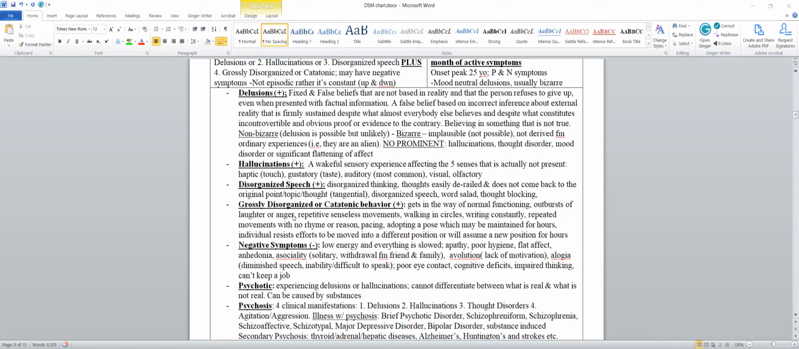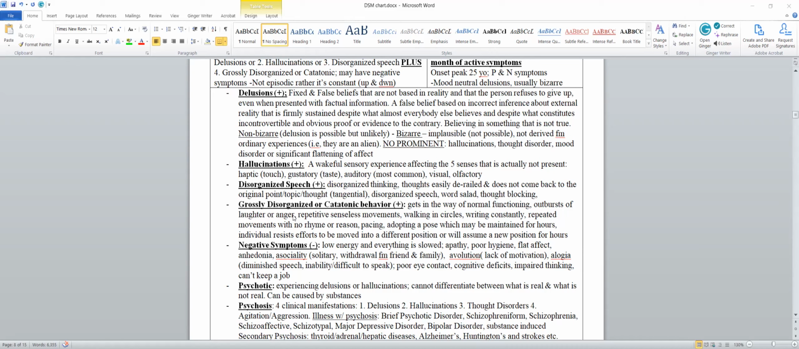So there are two types of delusions, non-bizarre and bizarre. Non-bizarre is delusion that is possible but unlikely. So for example, the government is spying on this person. It's possible, but not probable. Bizarre is implausible. It's not possible. It's not derived from ordinary experiences. Like, for example, they think they are an alien.